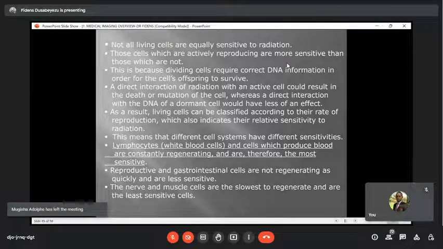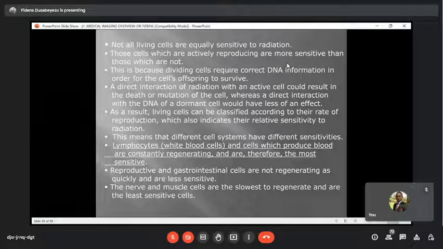As a result, living cells can be classified according to their rate of reproduction, which also indicates their relative sensitivity to radiation. This means that different cell systems have different sensitivities. Lymphocytes, white blood cells, and cells which produce blood are constantly regenerating and are therefore the most sensitive. Reproductive and gastrointestinal cells are not regenerating as quickly and are less sensitive. The nerve and muscle cells are the slowest to regenerate and are the least sensitive cells. It was just a text trying to explain the previous slide.